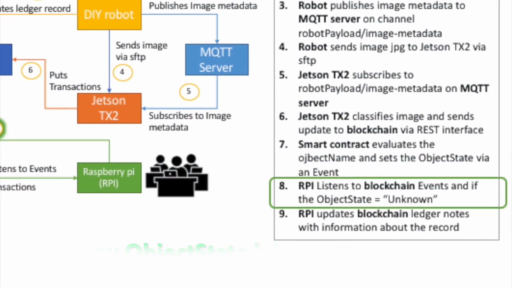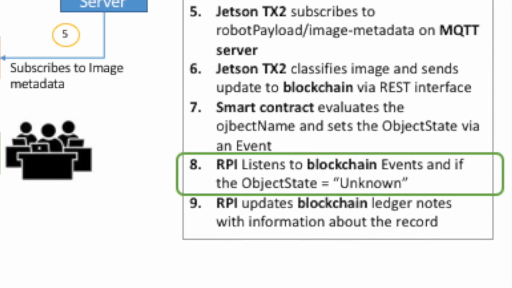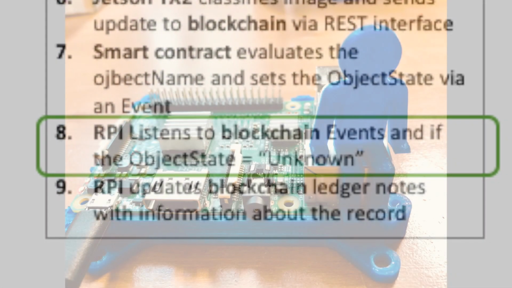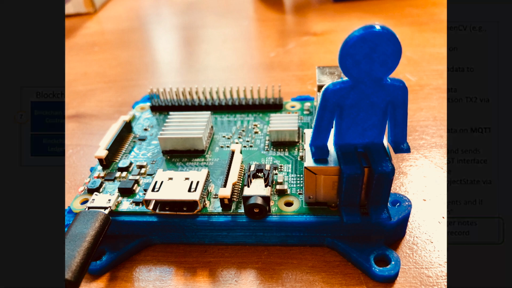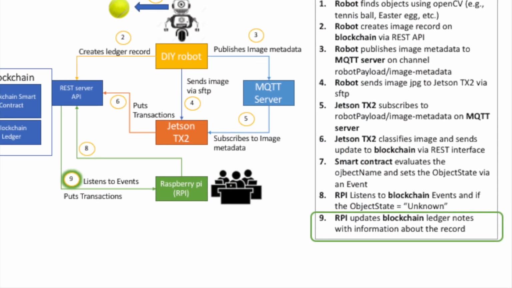Step 8. Blockchains are about business networks, and to demonstrate off-chain processing, I have a Raspberry Pi listening to the blockchain REST server on behalf of the analyst actor for events that publish the object state. The Raspberry Pi reads the event JSON, does internal processing, and will update the blockchain ledger in Step 9. Step 9 completes the cycle.